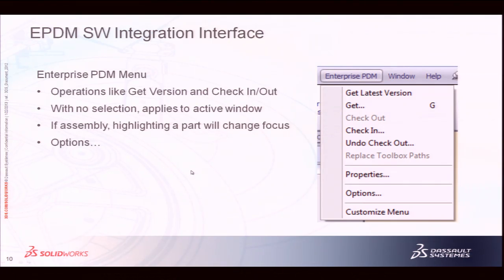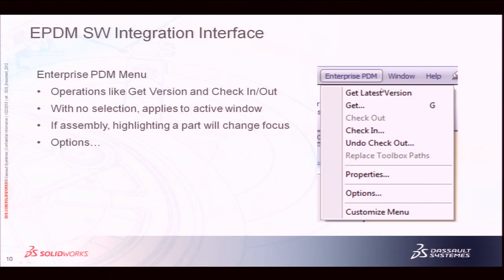Also, if you take a little tour around the SolidWorks session, you're going to see an Enterprise PDM menu along the top. This is basically showing you the common operations that are available to you, and it is based on the item you're selecting in the screen. So if I'm not selecting anything on the screen, a checkout will check out whatever's on the screen. If I'm in an assembly and I pick a part, when I hit checkout, it'll check out that part that I picked. So it'll change based on what I'm selecting.